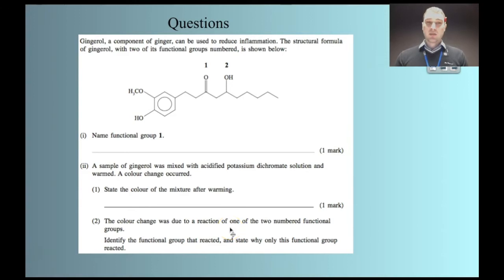Question 3 here, the color change was due to a reaction of one of the two numbered functional groups, so either of these two. Identify the functional group that reacted and state why only this functional group reacted. So the ketone group, ketones don't readily oxidize, so that's not going to react. The secondary alcohol, however, here will. That will oxidize to a ketone group.